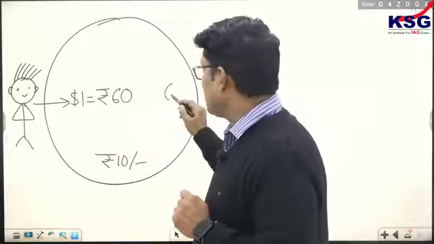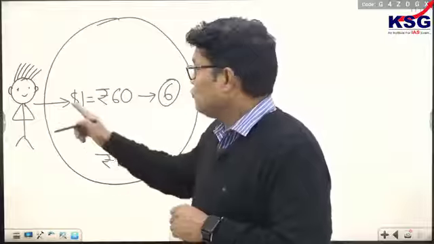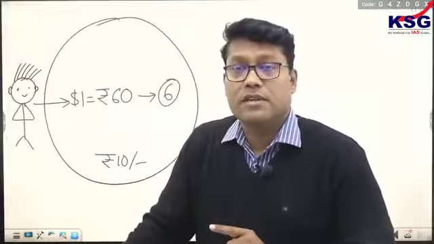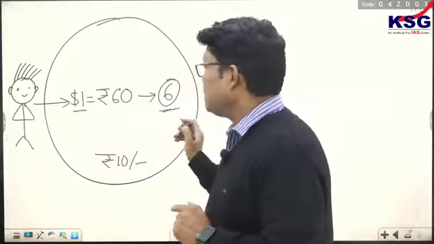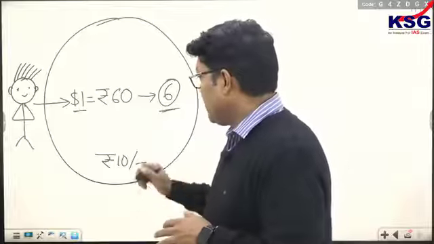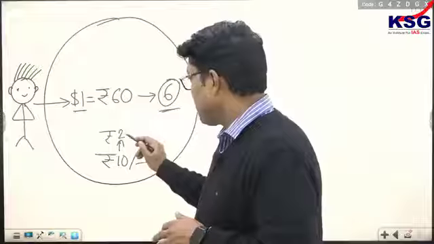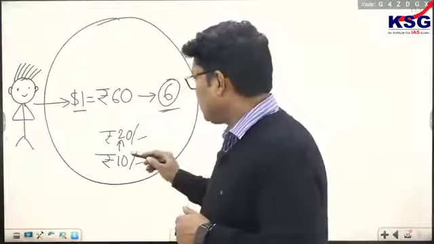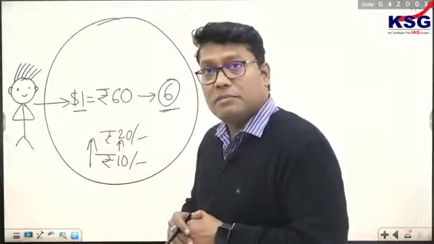They can buy 6 units. Clear? Foreigners will always compare in terms of dollars. So now they can see that from $1 they are buying 6 units. Suppose the price level increases from rupees 10 to rupees 20.